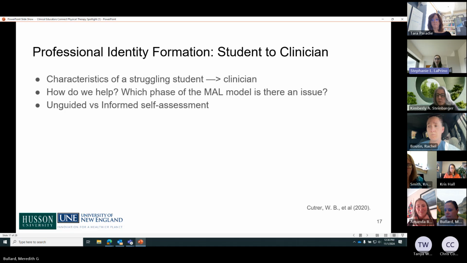They think they know it, and then the outcome isn't what they expected, and they're actually surprised by that. They didn't realize why that didn't work. So how do we help? How do we help the student? How do we help move them through that process to become a more reflective clinician and help reduce some of those struggles that they encounter?